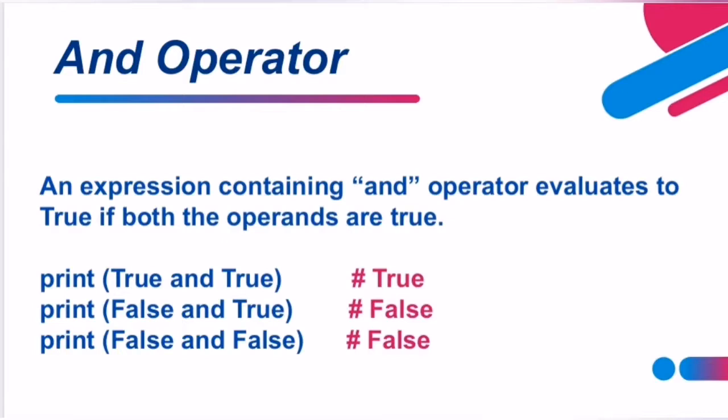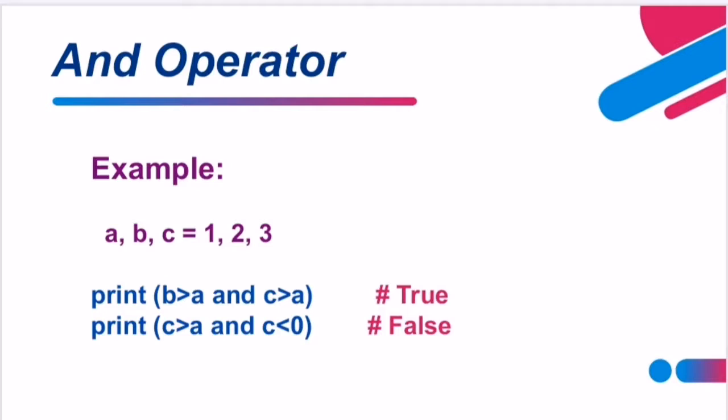So it is false because both the operands are false. Let's try one more example. Here you can see the variables a, b, c containing the values 1, 2 and 3. Print b greater than a and c greater than a is true.